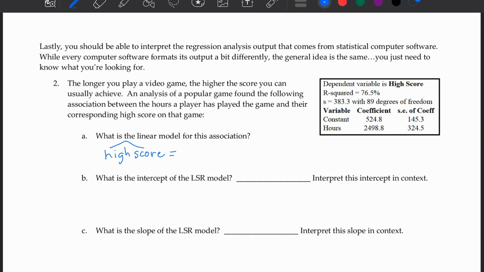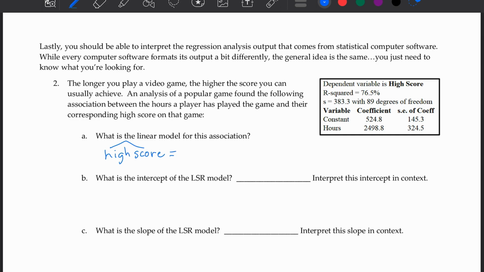R squared gives us the R squared value there as a percentage. That's nice. So if we were ever asked what percent of the variability can be explained by our model, then we have that percentage. We got S with degrees of freedom. That's not something we have ever talked about here. Maybe we will later on, but that seems like information we don't need right now.